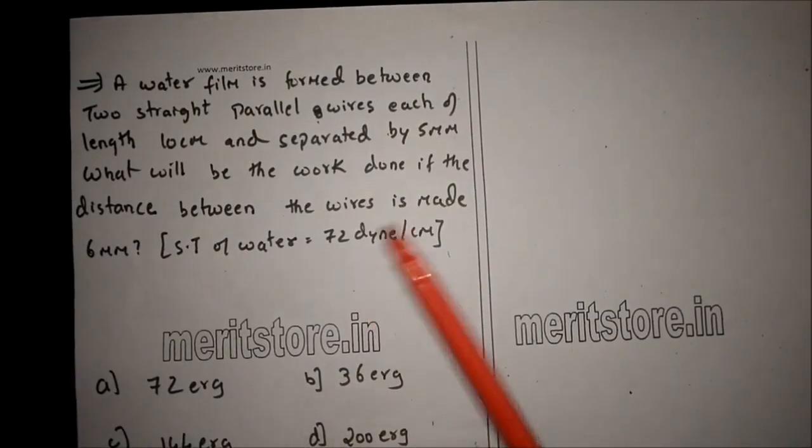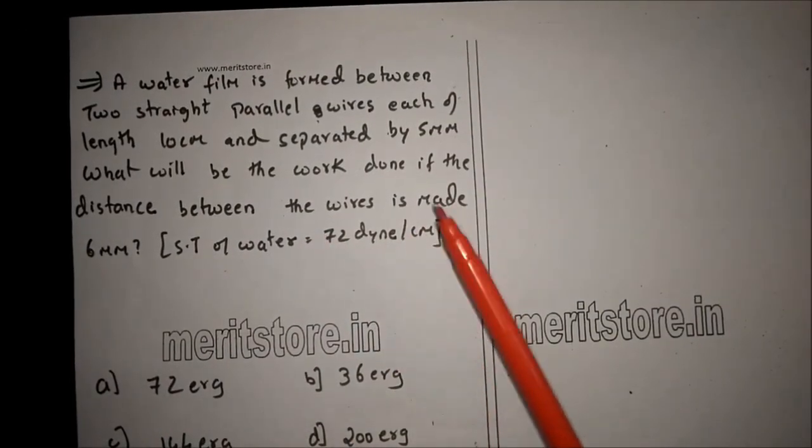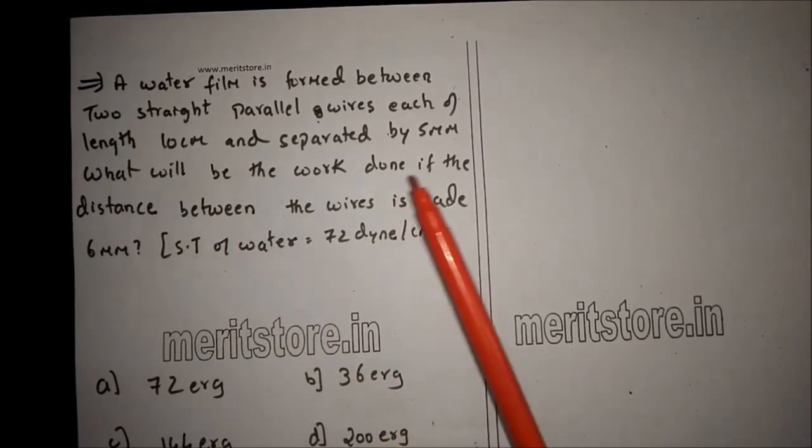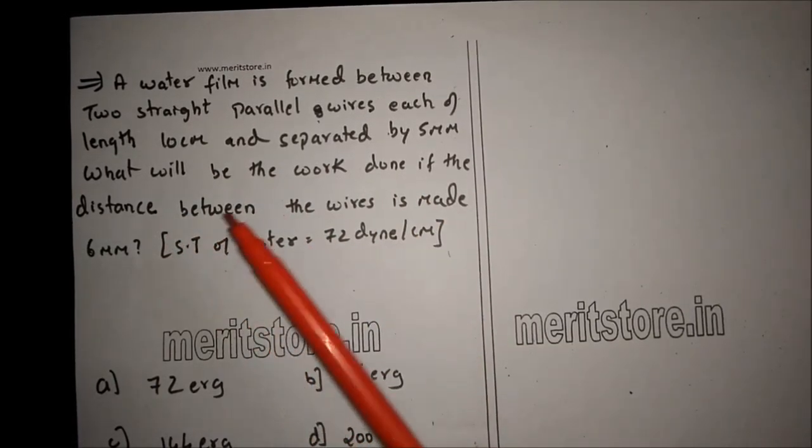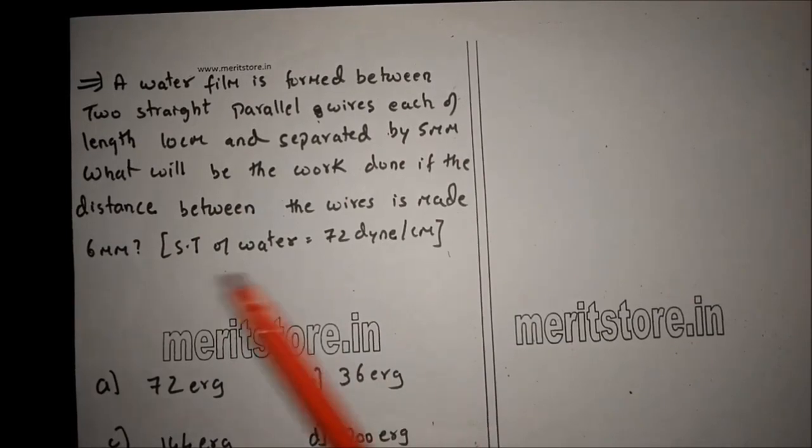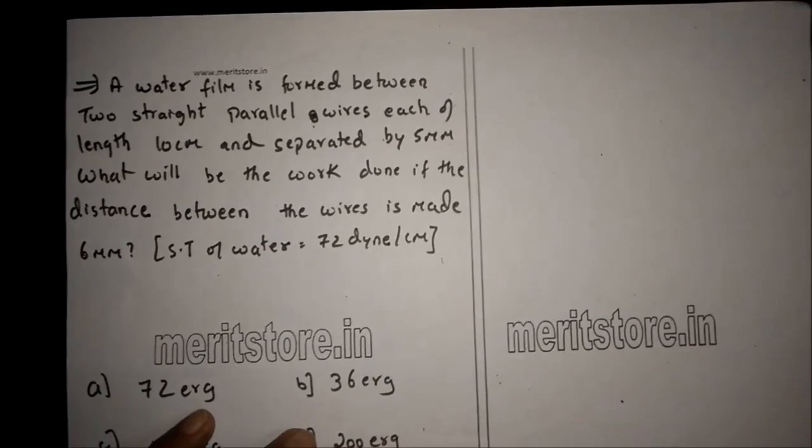A water film is formed between two straight parallel wires, each of length 10 cm and separated by 5 mm. What will be the work done if the distance between the wires is made 6 mm? Here the surface tension of water is given as 72 dynes per centimeter.